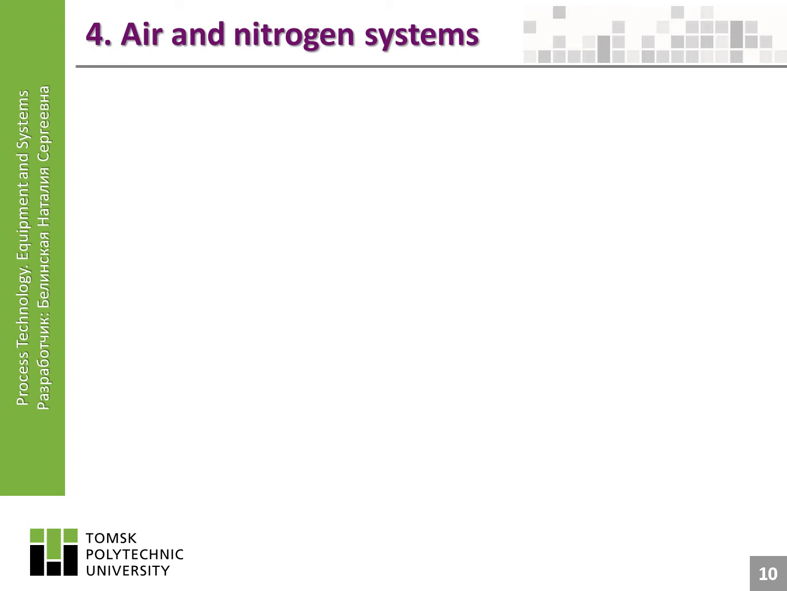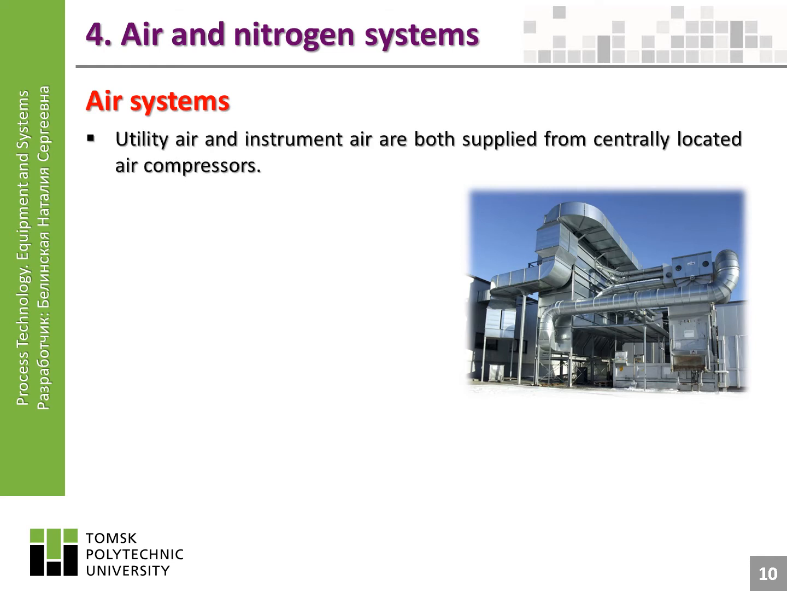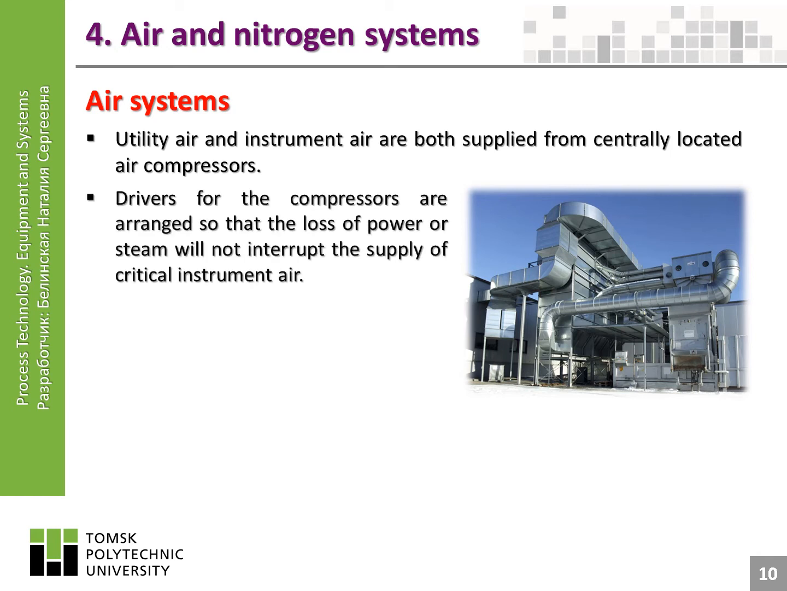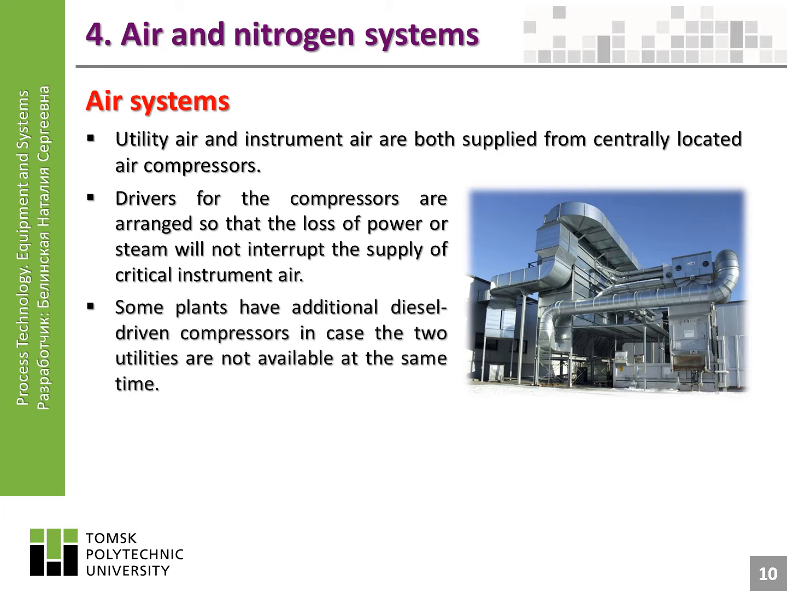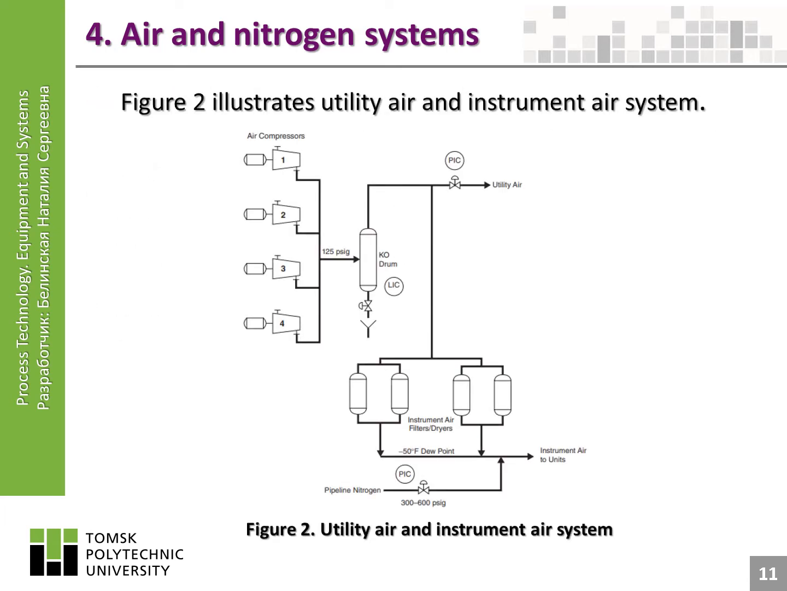Air and nitrogen systems. Air systems. Utility air and instrument air are both supplied from centrally located air compressors. Drivers for the compressors are arranged so that the loss of power or steam will not interrupt the supply of critical instrument air. Some plants have additional diesel-driven compressors in case the two utilities are not available at the same time. Figure 2 illustrates utility air and instrument air system.